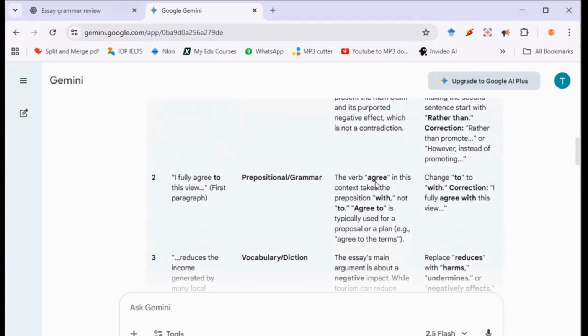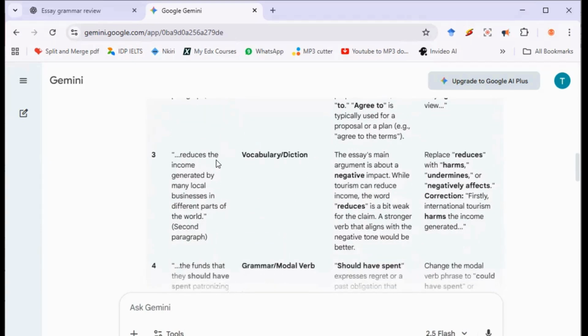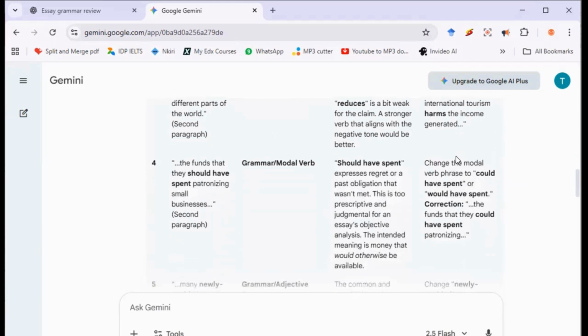ChatGPT told us this one. He said we should use, with this view. Number three, reduces the income generated by many local businesses in different parts of the world. So it says replace reduces with harms, undermines. So look at the correction: firstly, international tourism harms the income. This one is sounding somehow. It says reduces is a bit weak. Yeah, I prefer reduce actually.